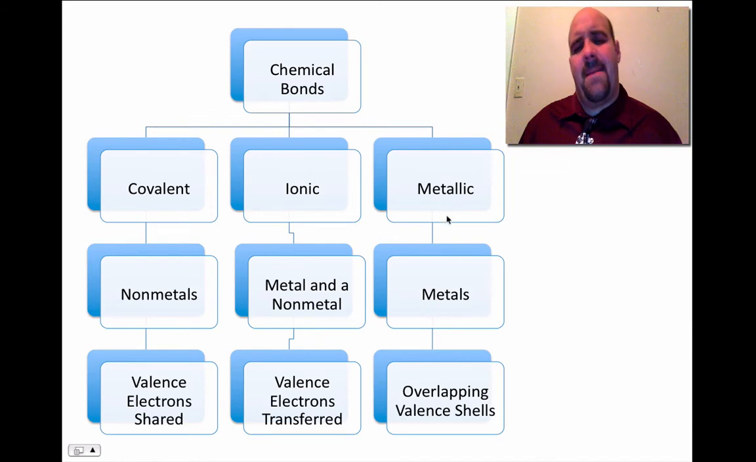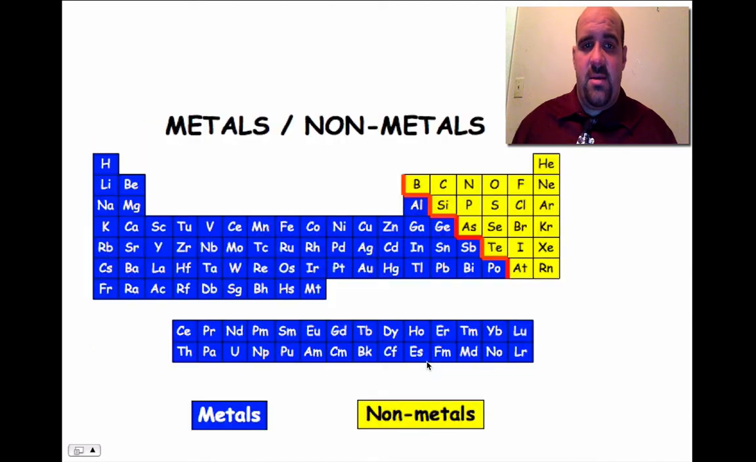In metallic bonding, we have kind of this overlapping sea of electrons, this valence shell model, and we'll talk about that when we get to it. But for now, these are the three types of bonds, and this is how the general process works, and we'll look at each one of these in depth before everything is said and done.